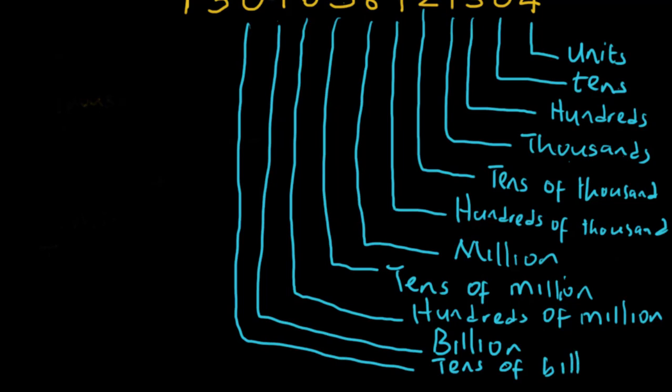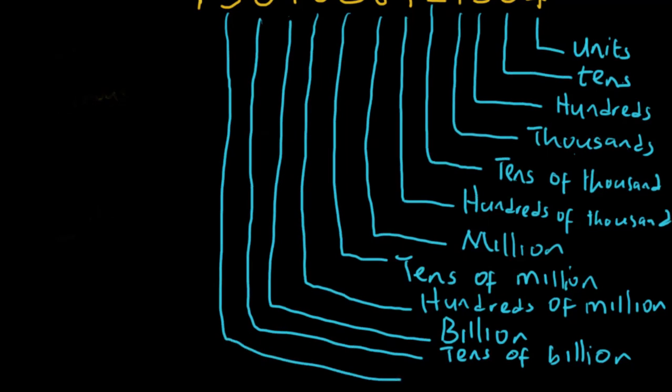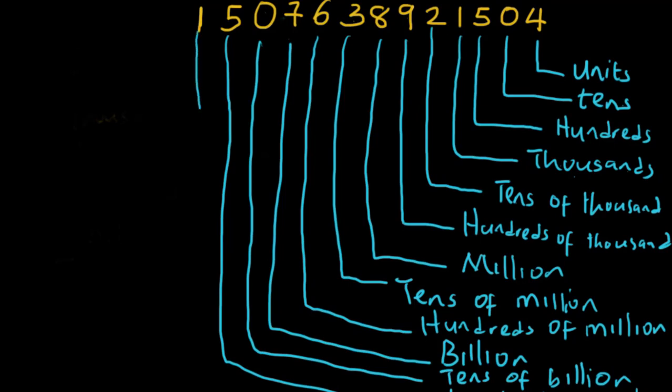After tens of billion, what would we have? Hundreds of billion. Then lastly, we will have trillion.